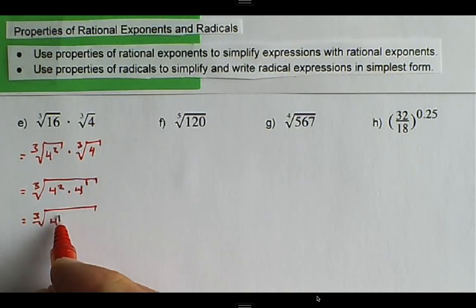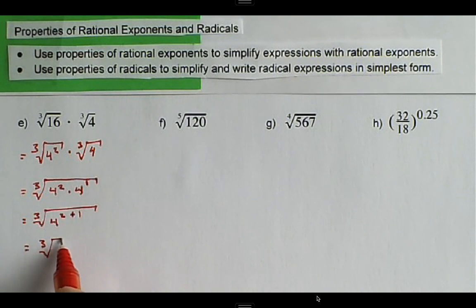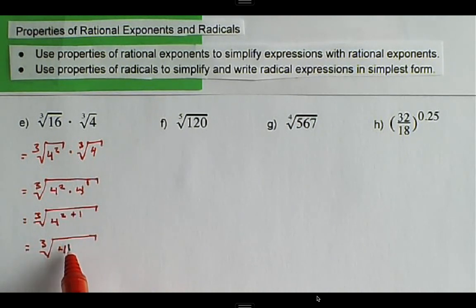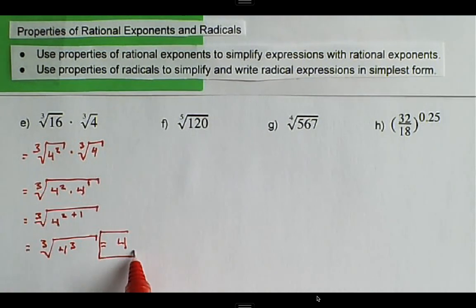So 4 squared plus 1. And then we can say the cube root of 4 to the third. And we have the same exponent and the same radical. They cancel each other out, and the solution is 4.